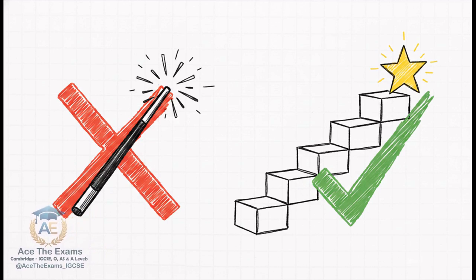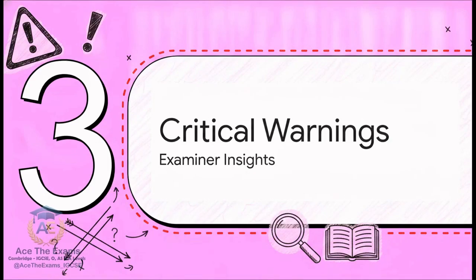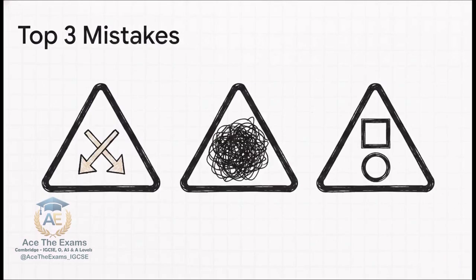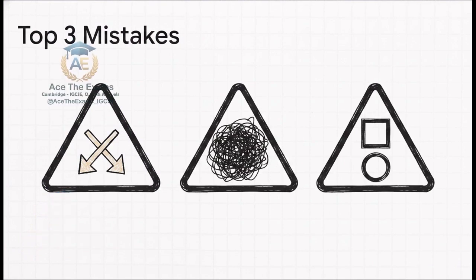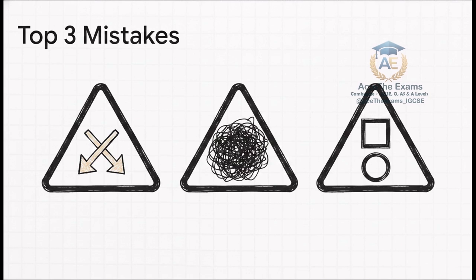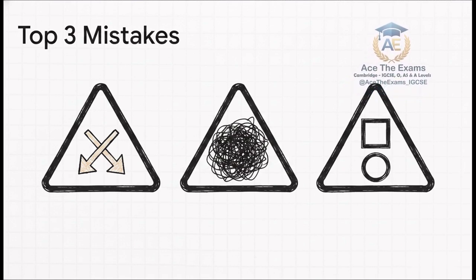Now let's get into the really juicy stuff in Section 3, Critical Examiner Warnings. Pulled straight from the principal examiner reports, here are the top 3 mistakes that are costing students easy marks across the globe. Number 1, confusing cause and effect. Number 2, forgetting to check format and presentation. And number 3, providing generic answers not specific to the given context.